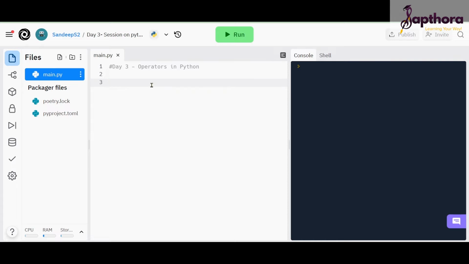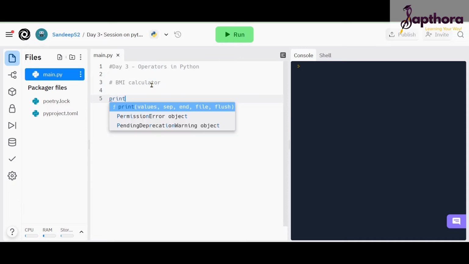Using this particular arithmetic operator, what are we going to do today? We are going to build a calculator. So what is this calculator? We are going to build a BMI calculator. So it is something like this. So I'm going to build a BMI calculator. So let us print a welcome message for our BMI calculator.